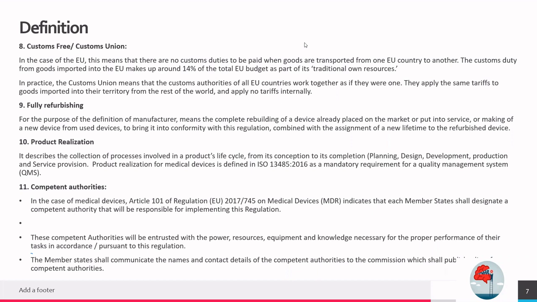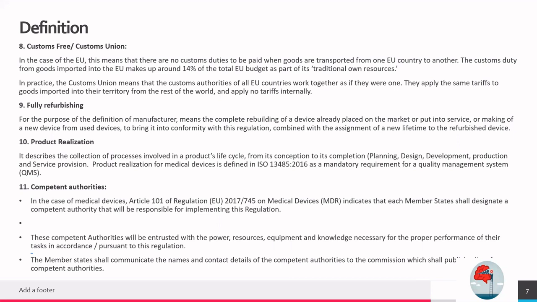Next, you have product realization. What does it mean? It describes the collection of processes involved in a product's life cycle. All the stages of the medical device life cycle are there, that is the product realization, from its conception to its completion. What are those? That is planning, design, development, production, and service provision. Product realization for medical devices is defined even in the QMS ISO 13485:2016 as a mandatory requirement for a quality management system. So you have to comply with the whole life cycle of the medical device.